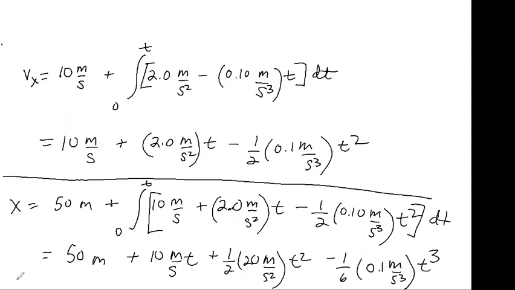And I get an expression for my position to be 50 meters plus 10 meters per second t plus 1/2 times 2.0 meters per second squared t squared minus 1/6 times 0.10 meters per second cubed t cubed.